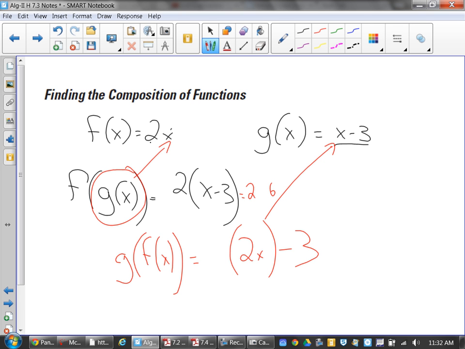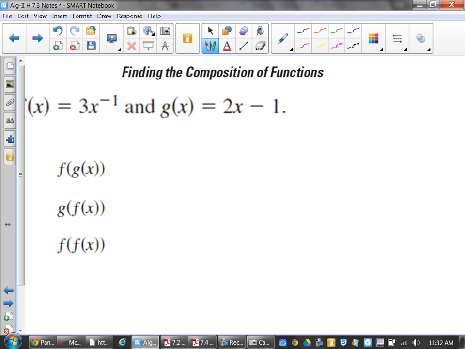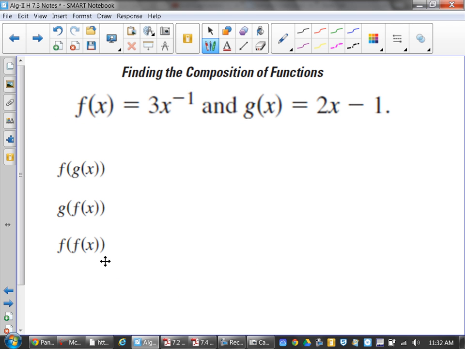So when we're working with these things, it doesn't change when you have different values. You are literally writing down the interior stuff and surrounding it with the other function.